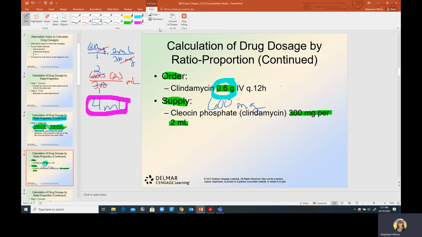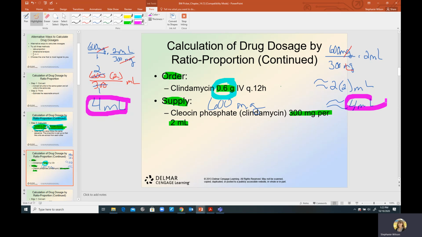Now let's come over here and solve it using the formula method. Formula method says take our order, and we're going to divide it by our have. Our have is 300 milligrams times 2 milliliters, my quantity. And let's divide it. 600 divided by 300 is 2. The milligrams reduced, leaves me with 2 times 2 milliliters, which is 4.